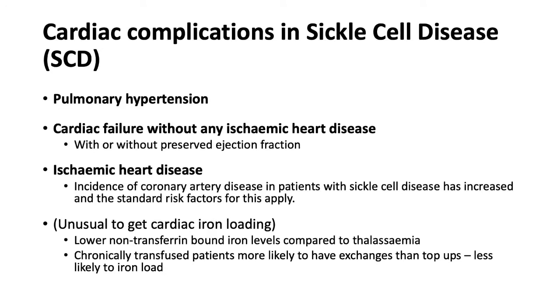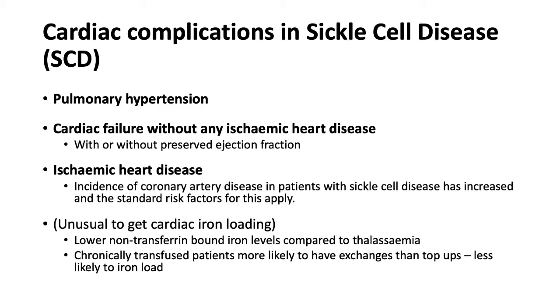There's a range of cardiac complications that you can see in patients with sickle cell disease. Pulmonary hypertension is the one everyone thinks about, and it's the main reason that we do echocardiographic surveillance screening for it. But there are other issues that can happen. So you can get cardiac failure without any ischemic heart disease, a non-ischemic cardiomyopathy, and that can happen with a preserved or impaired ejection fraction. So you can have heart failure with a preserved or heart failure with a reduced ejection fraction.